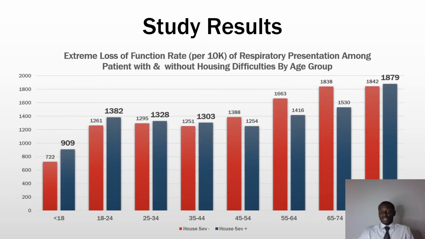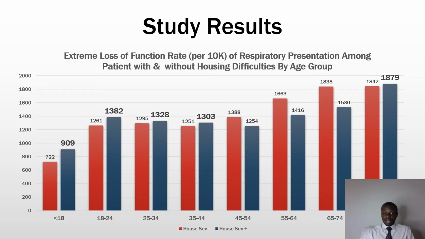Extreme loss of function rate among patients with and without housing difficulties by age group. As shown in this graph, you'll see the population less than 18 years old and with housing difficulties have a significantly higher rate of presentations with respiratory conditions in the hospital. This means higher risk of hospitalization and long-term inpatient care.